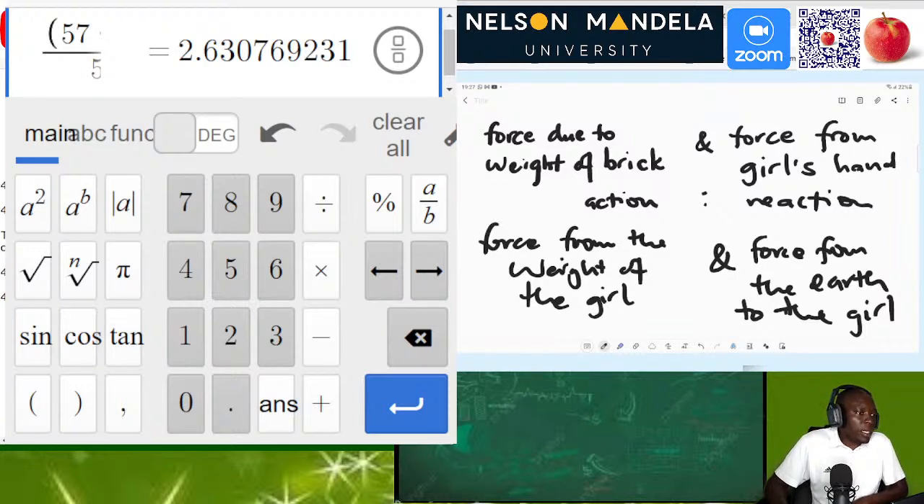Then the big one: calculate the magnitude of the net force exerted by the rough surface to bring the girl brick combination to a stop after 2 meters. Calculate the magnitude of the net force exerted by the rough surface to bring the girl brick combination to a stop after 2 meters. That's an interesting one, guys. What do you have to say?